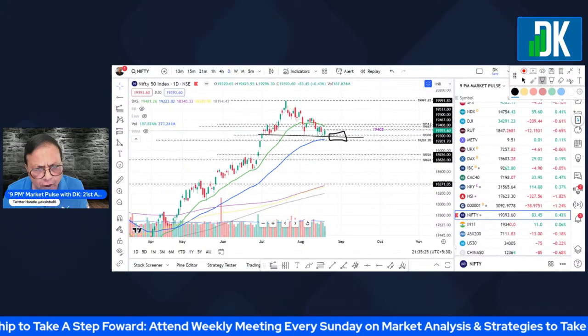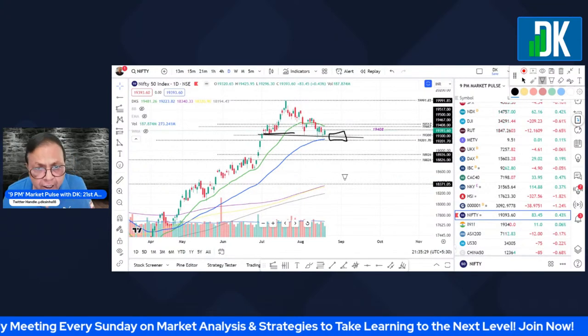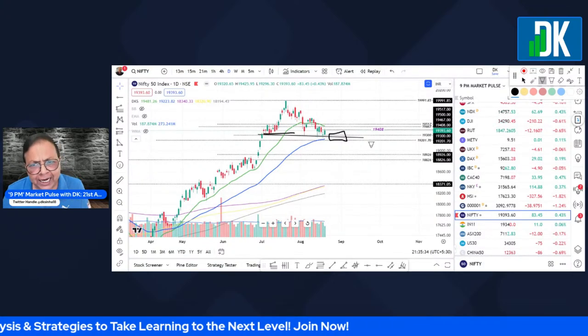There is an intervention of this falling trend line, which, if it gives a breakdown, will prove to be a neckline. And then again, a price action based.